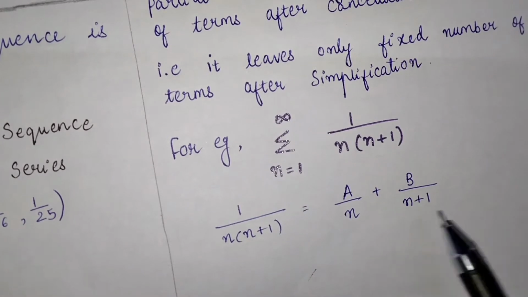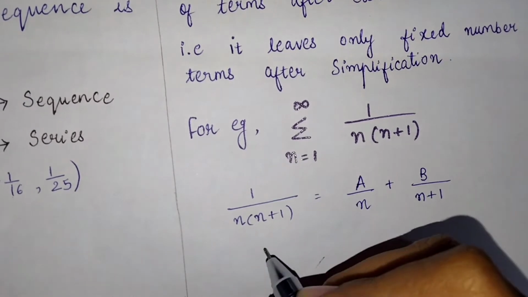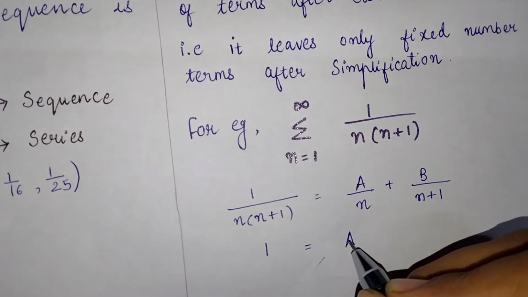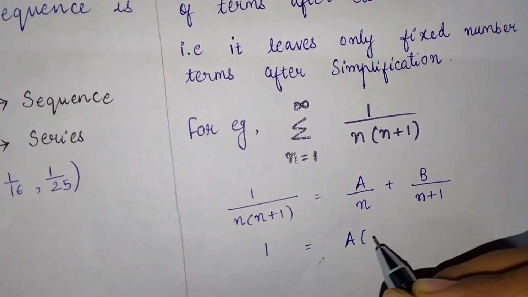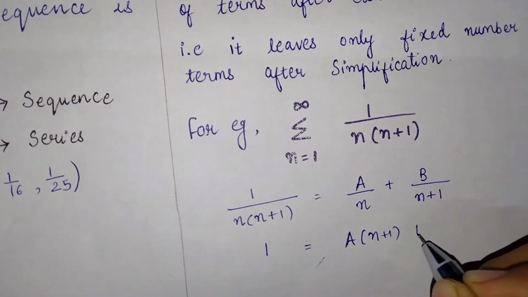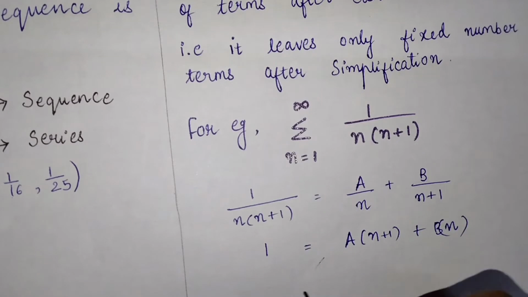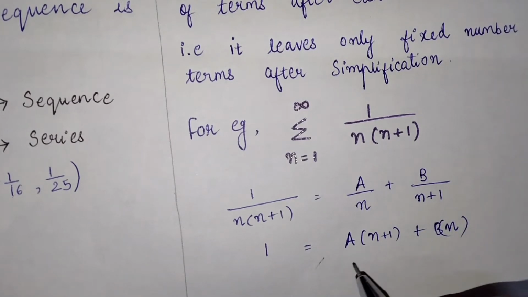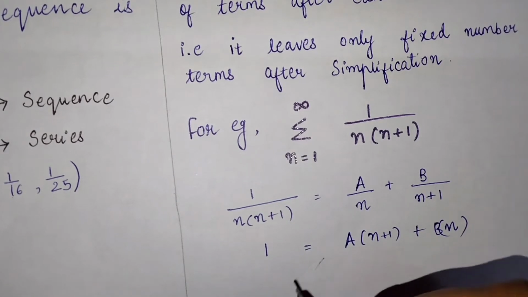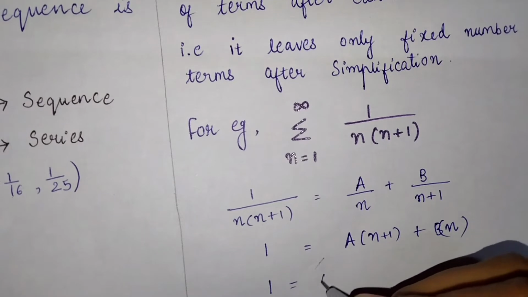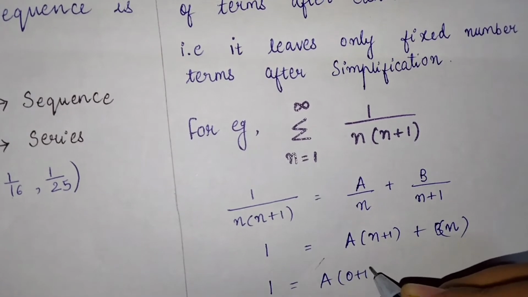Now from this we can find the values of a and b. So how can we find them? By taking LCM we get 1 equals a into n plus 1 plus bn. Now, whenever I want to find a, I will substitute n equal to 0. So I will get a into 0 plus 1.